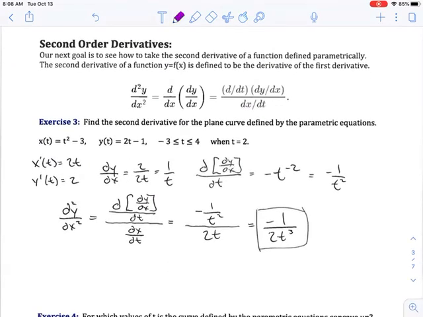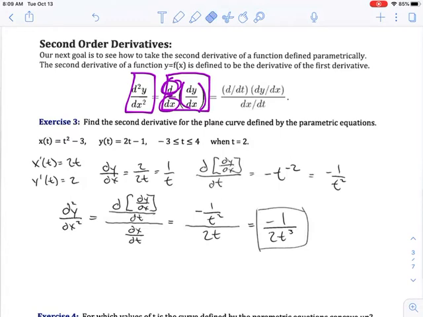So we know that in normal functions where y is defined as a function of x, we find dy/dx, and then we take the derivative of dy/dx, and we find d squared y over dx squared, or the second derivative. Same idea, but slightly different here. The second derivative of y with respect to x is just the same, saying the same thing. What this is saying is we are taking the derivative of dy/dx with respect to x.